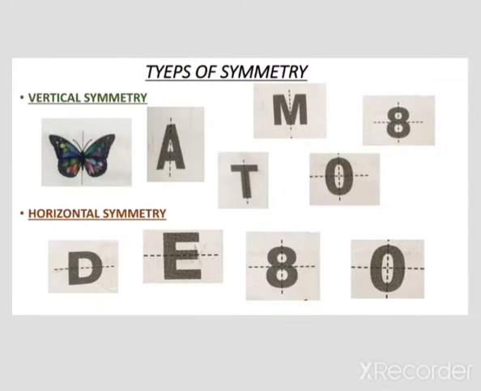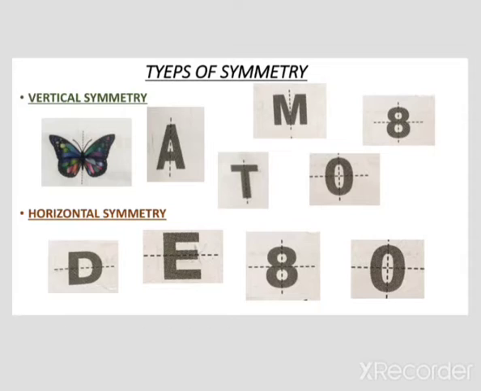Okay. Now types of symmetry. There are two types of lines of symmetry. One is vertical symmetry, the other is horizontal symmetry. What is vertical symmetry? Vertical symmetry means a straight standing line that divides an image or a shape into two equal halves. Example, butterfly, alphabets, numbers, which we can divide by a straight standing line equally into two equal halves.